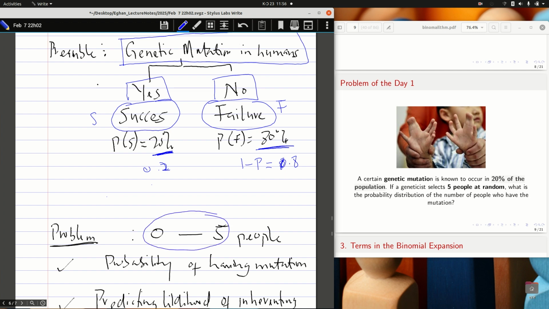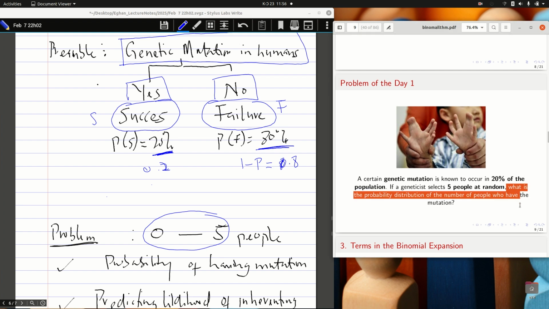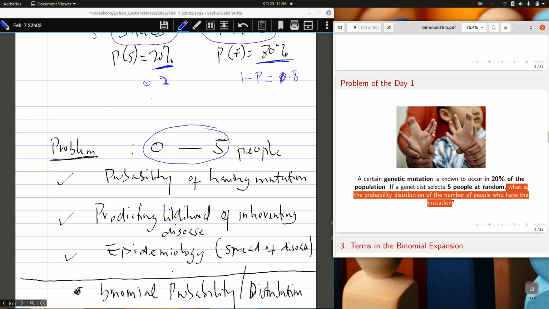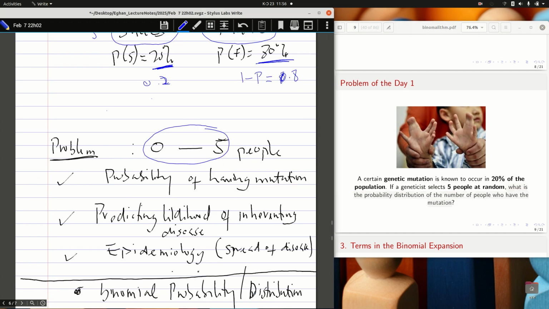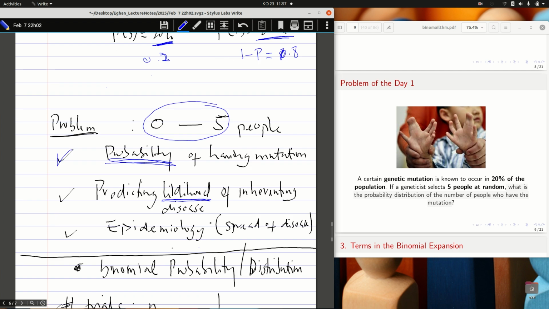The question is, what is the probability distribution of the number of people who have this mutation? What are we asked to solve? We are asked to find the probability of people having a mutation, or to predict the likelihood of people getting this mutation. Probability and likelihood are the same. And this is in the field of epidemiology, that is, the spread of disease in the population.